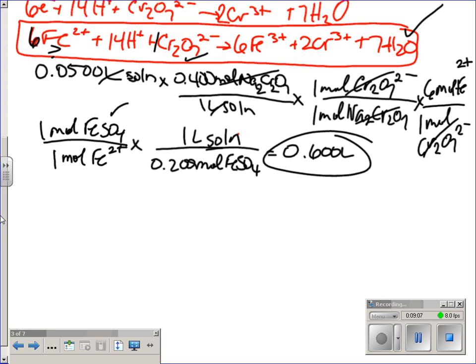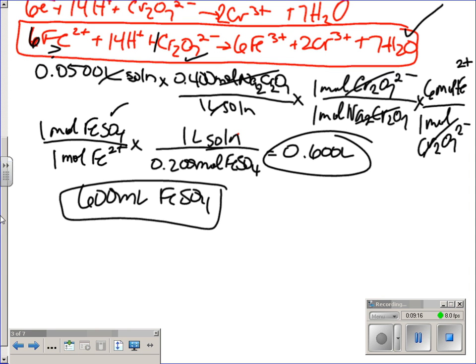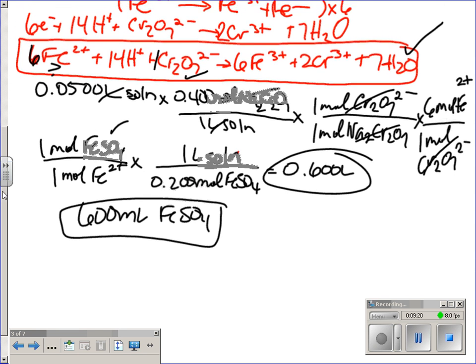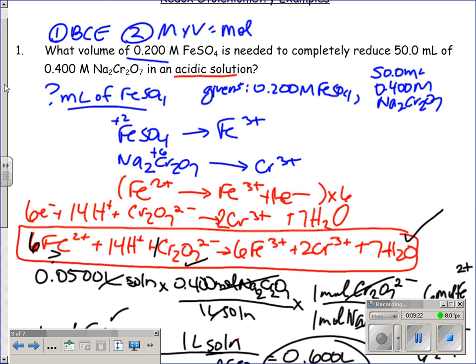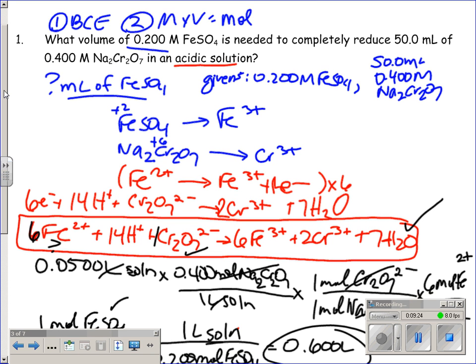Now, let's see if that actually makes sense, okay? So it's 600 milliliters of that iron 2 sulfate that is required. That's a lot. That freaked me out a little bit. I was like, 600, geez Louise. Let's see if it makes sense. So we have a 6-to-1 ratio. So you require 6 times as much iron as you do dichromate, right?